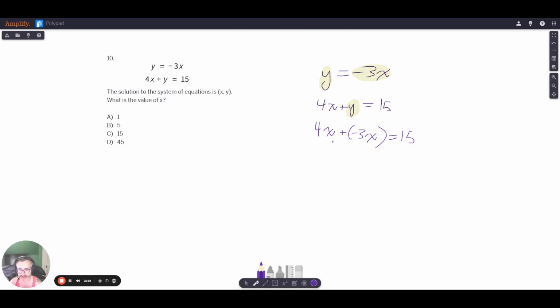4x plus negative 3x, I might think of that more simply as 4x minus 3x. 4x minus 3x is 1x, which equals 15. And here we go. 1x is equal to 15. A coefficient of 1 can be invisible, so I can think of that as just x equals 15. And that's what I was looking for, the value of x. x is equal to 15, so our answer is C.